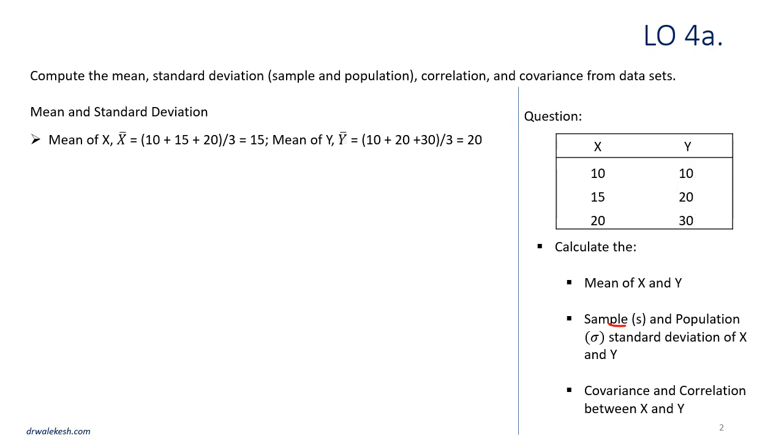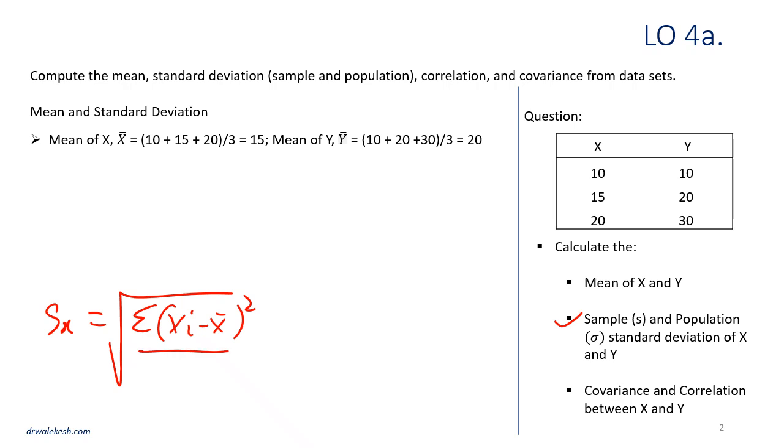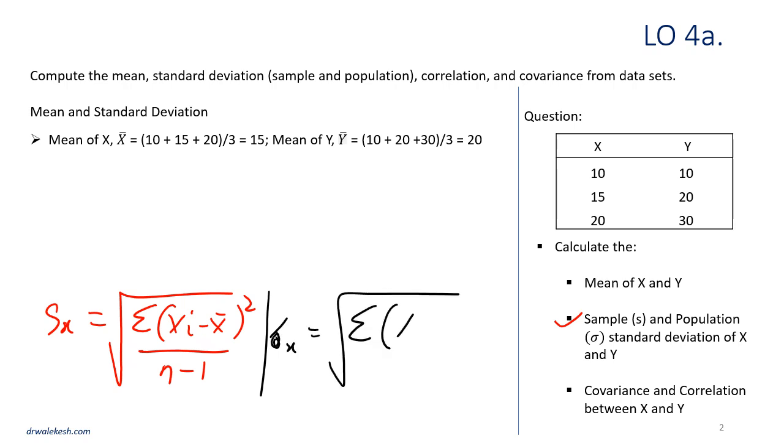What is the sample standard deviation of x, and what is the population standard deviation of x? The formula for sample standard deviation of x would be the square root of the summation of xi minus x bar squared, all over n minus 1. For population standard deviation of x, it will be the square root of the summation of xi minus the population mean squared, all over n.